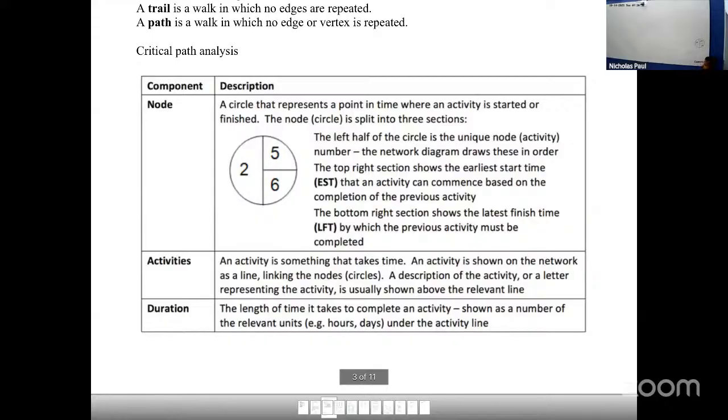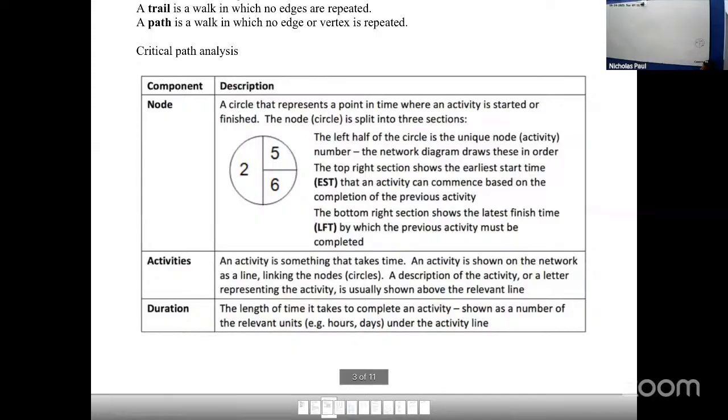Basically, to get one of them, you go from start to finish. To get the next one, you go from finish to start. And then you take a look at the numbers. If the numbers are the same, that means that particular event is critical.